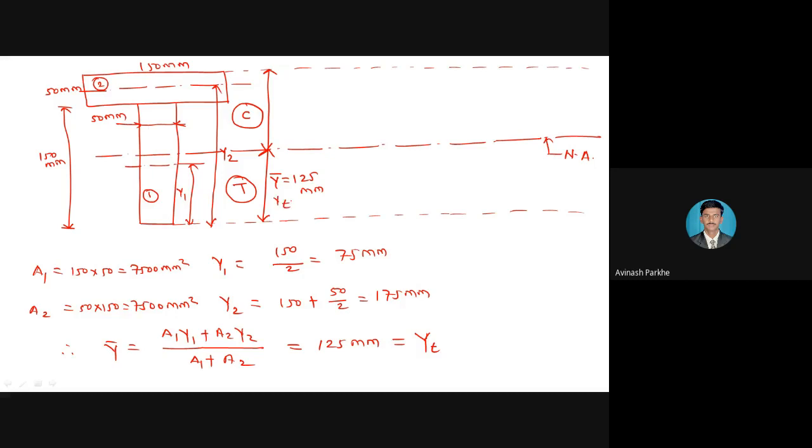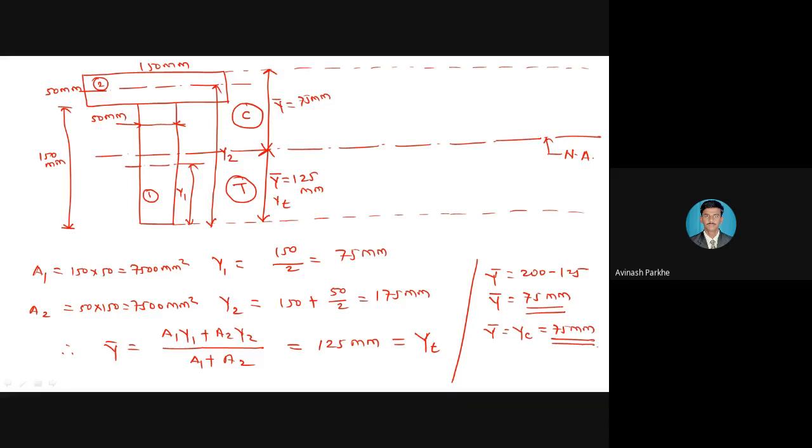So this is YT. And then what is the remaining Y bar? Total height is 200. Another Y bar is equal to 200 minus 125, so Y bar is equal to 75 mm. So this is 75 mm, and this Y bar is equal to YC, 75 mm.